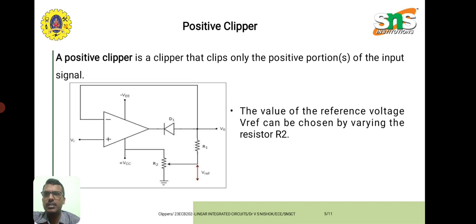Here two voltages are given to the input path. For the positive terminal we are giving the input AC signal, and the reference voltage is set based on the R2 value. So the value of V reference can be chosen based on the resistor R2. This is the circuit we can use for the positive clipper. Now we can see how the circuit produces the output based on the Vi and V reference values.